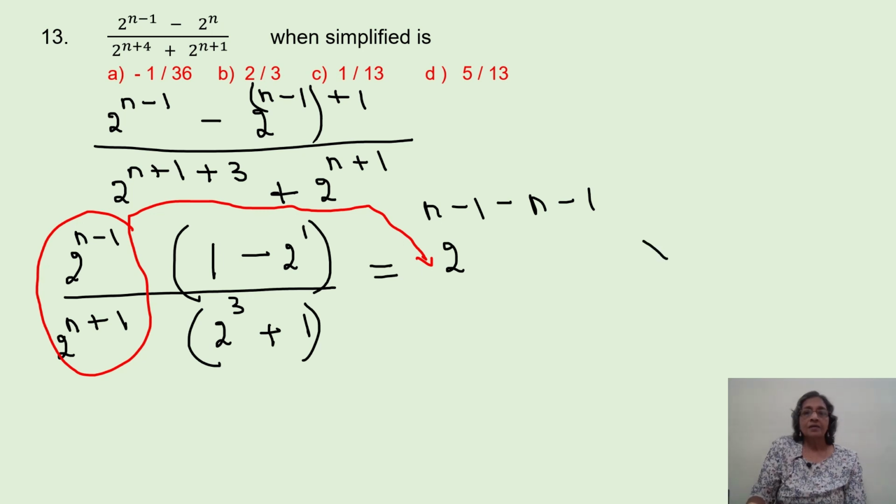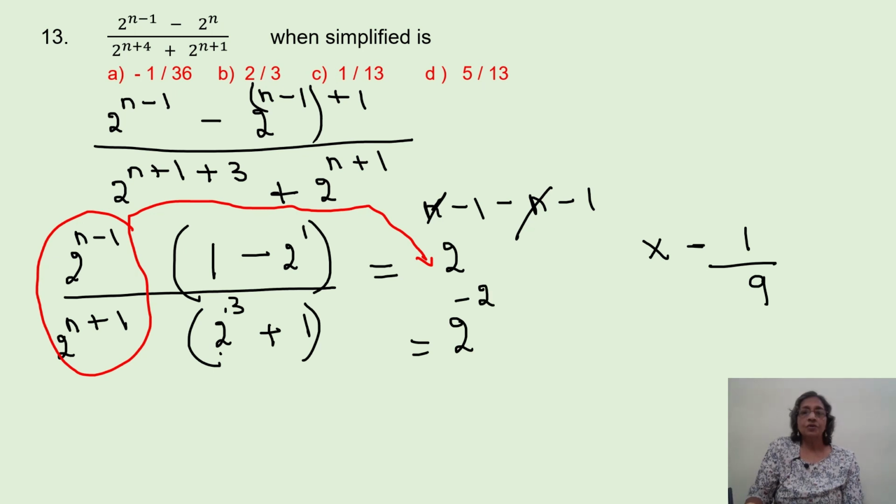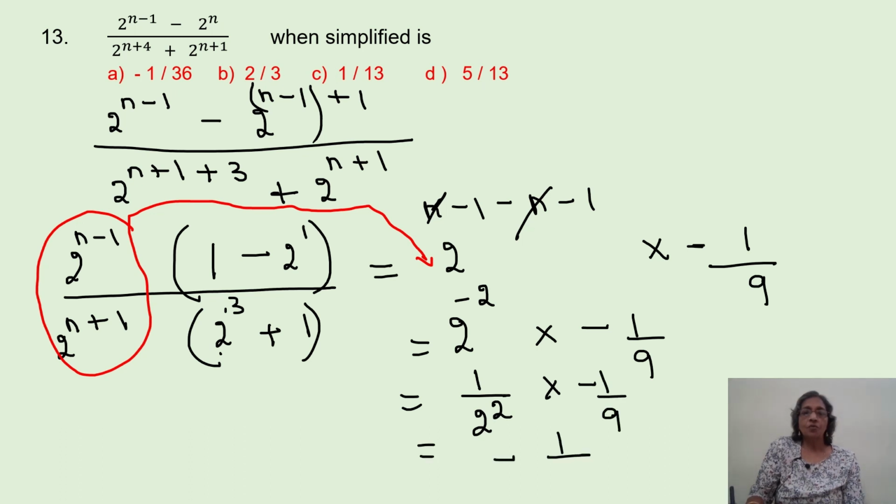And 1 minus 2. So this would become minus 1. 2 raised to 3 is 8 plus 1. So this would become 9. Over here, this goes. And I'm left with 2 raised to minus 2 into minus 1 upon 9. Now 2 raised to minus 2 is 1 upon 2 raised to 2, so the answer is minus 1 upon 36.